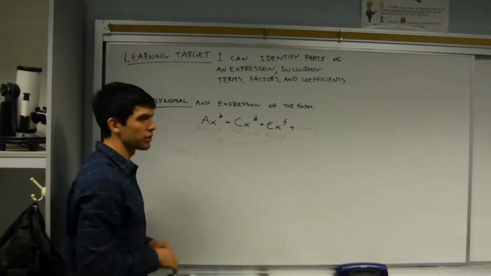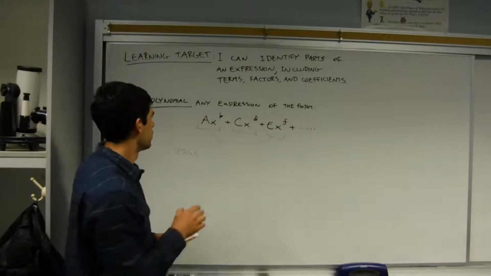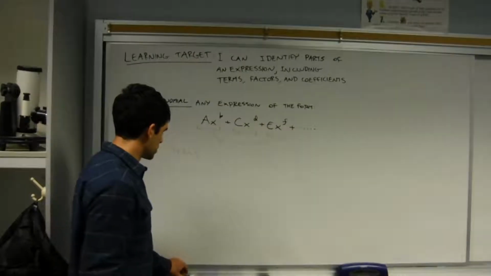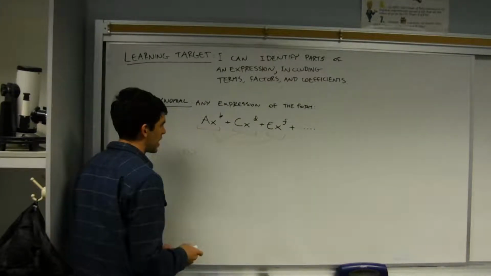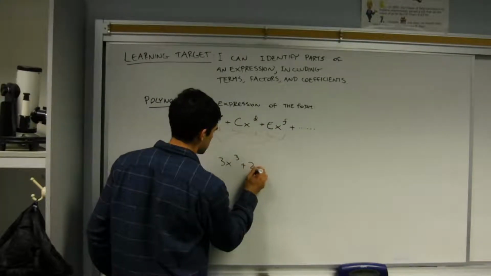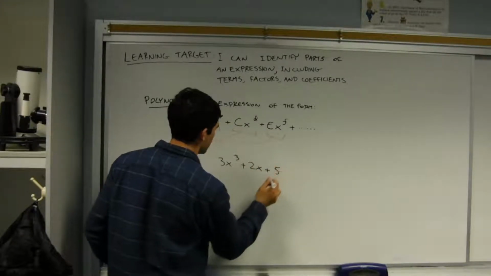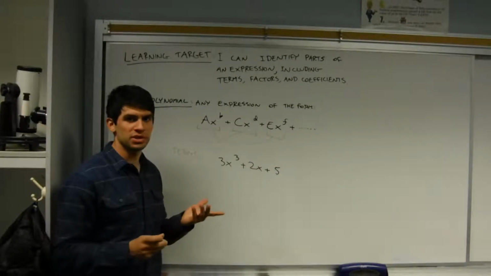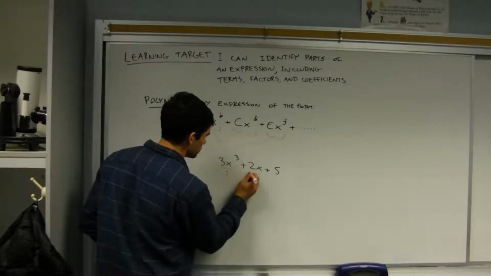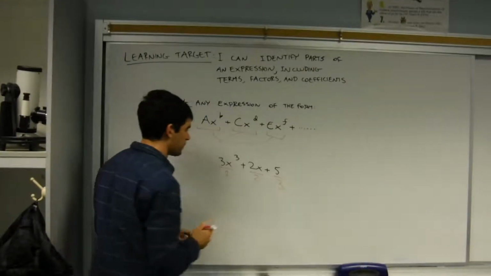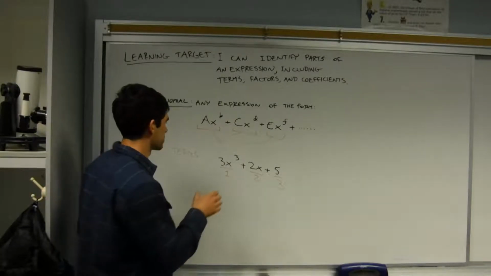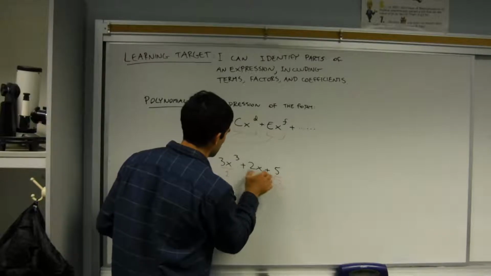To count the number of terms of a polynomial, you would just count how many of these things there are. For example, an example of a polynomial could be 3x cubed plus 2x plus 5. How many terms are there in this expression? There is 1, 2, 3. So that is how you identify how many terms are in a polynomial expression: you just count each of these.